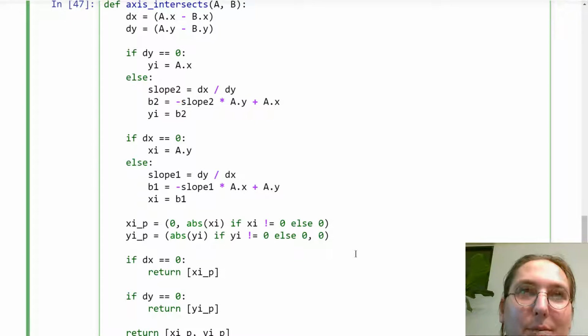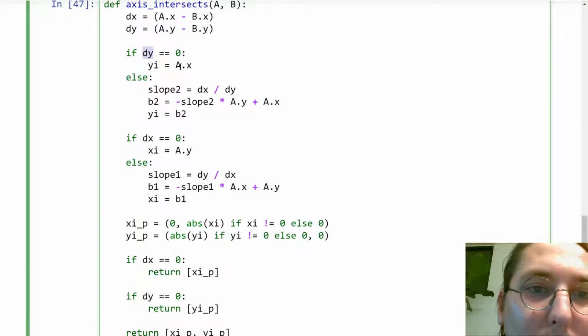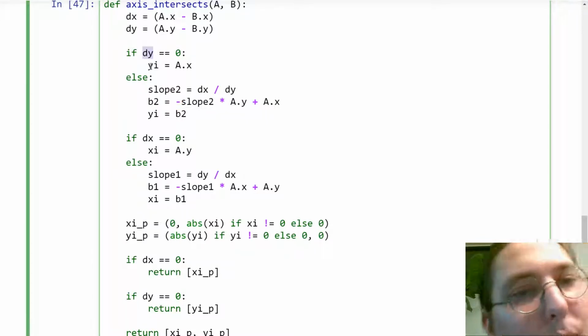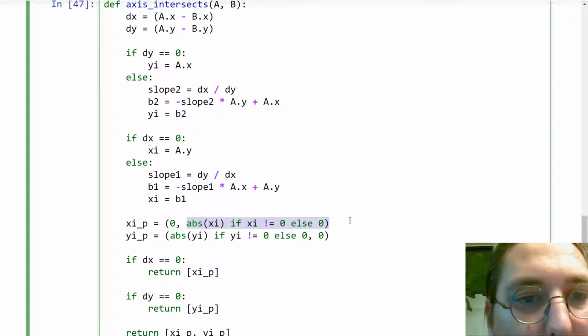No? Yes? Maybe? Not following. So if dy is 0, then this is the y-intercept, the x-coordinate of the y-intercept. You can just return it immediately. Very good point, but I don't want to duplicate this logic. I could just pull it out, I guess.